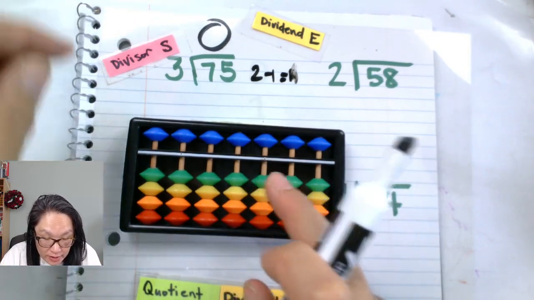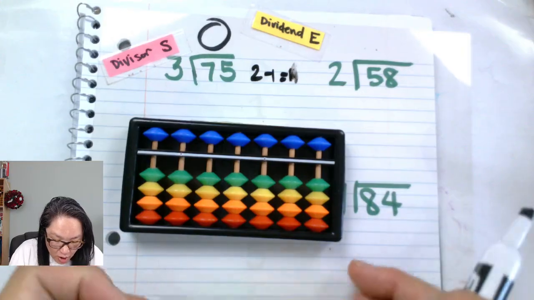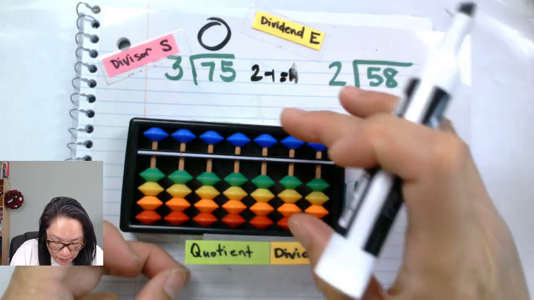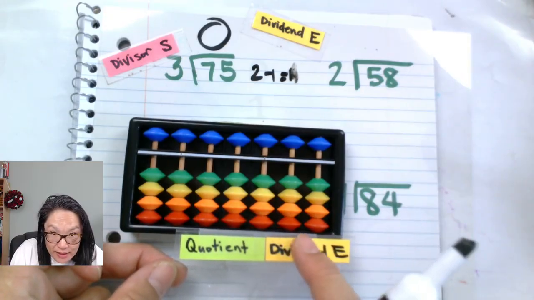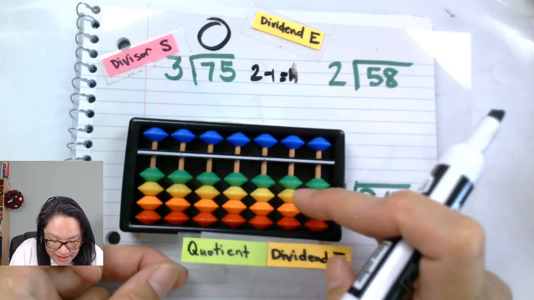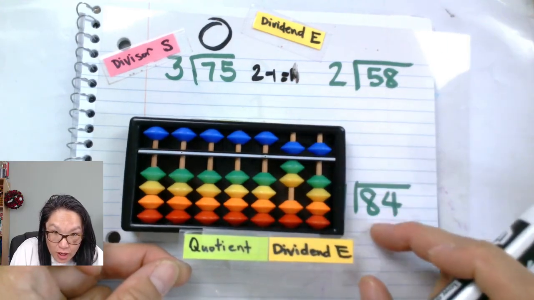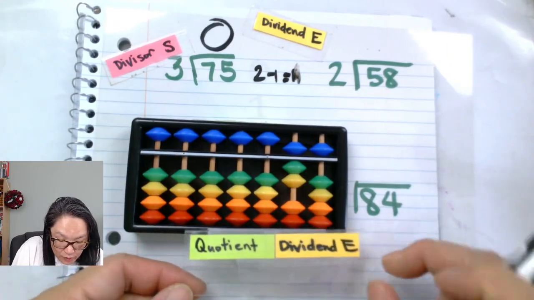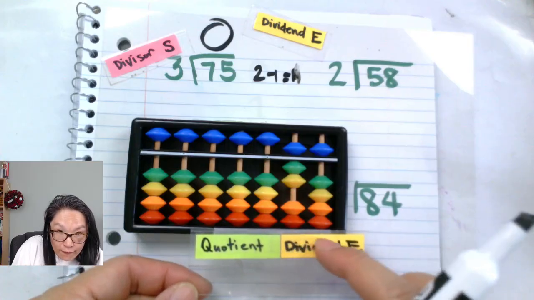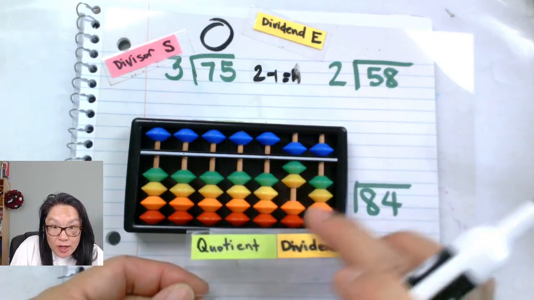And I'm going to put my dividend on my abacus, because that's what we do. My quotient will be 1. My dividend is these two here, so I'm going to put 75 on my abacus. The reason why is because I'm going to subtract from here. It's going to help me keep track, right?